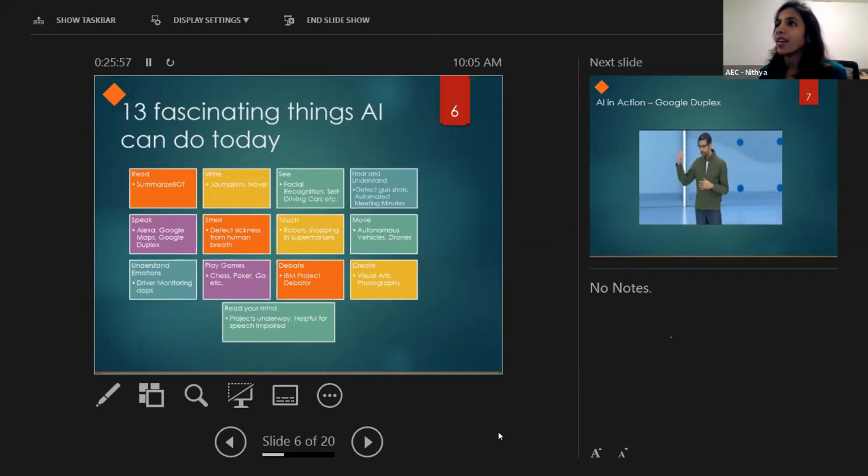Hear and understand. One of the coolest things that I learned about recently is detecting. There is an AI system that detects gunshots and alerts specific agencies to what the risk is and where it's coming from, and whether it's a non-risky gun or a risky gun. There is something that's super cool in that area.